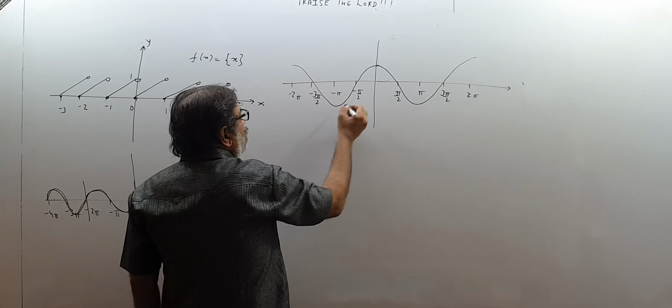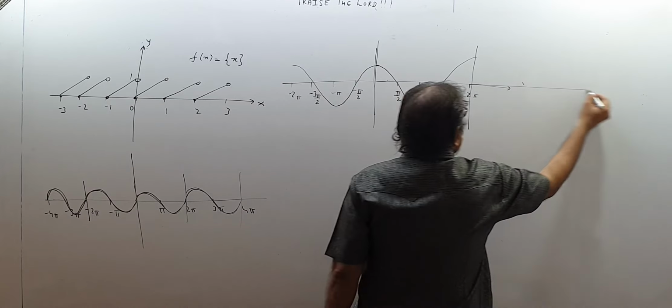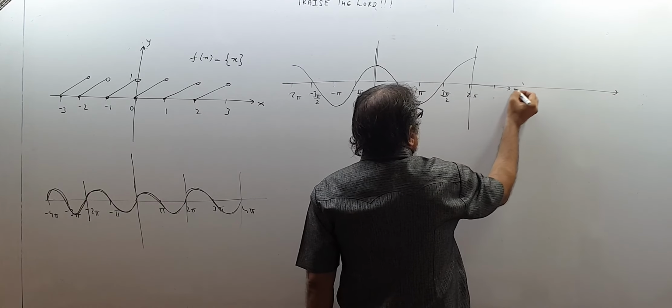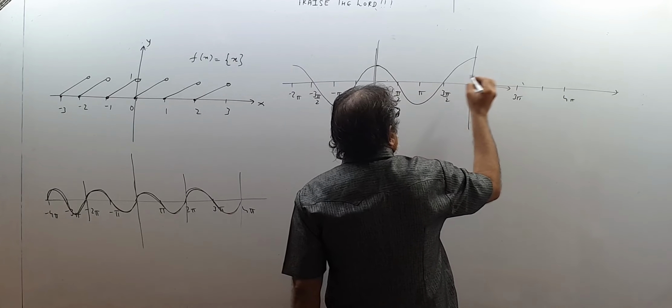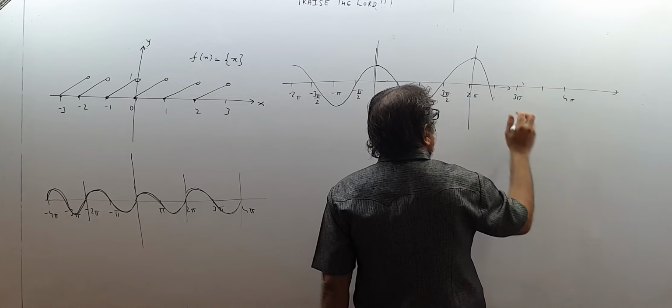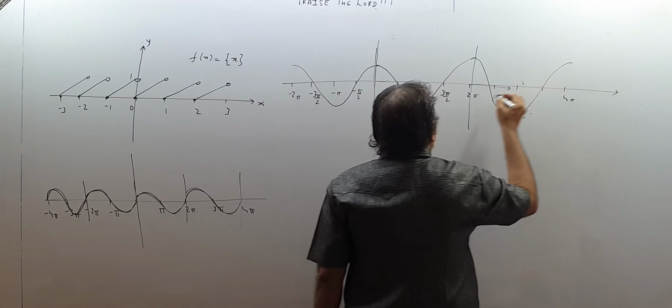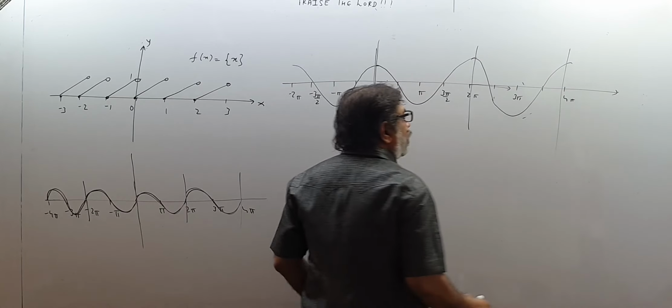So from here to here, this is one cycle. From here to here, this is one cycle. And again, from 2 pi, this will be 1, 3 pi, this will be 4 pi. Again, your graph may go like this, and from here it may go like this. So this is 1, this is 2, this is 3, like this.